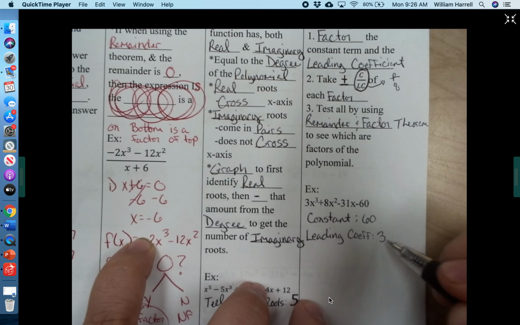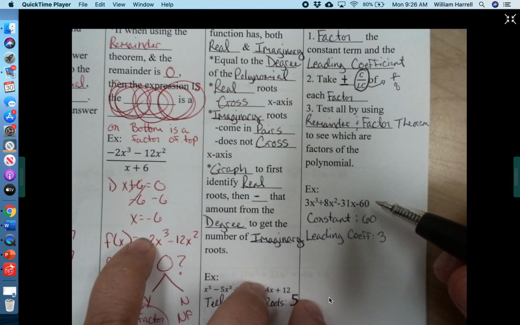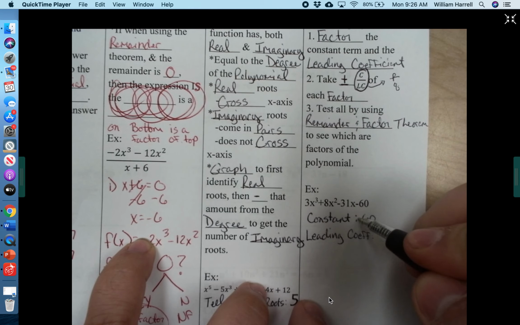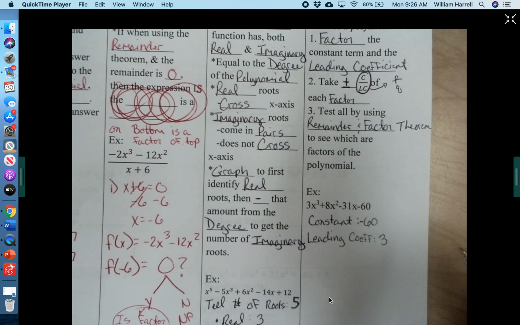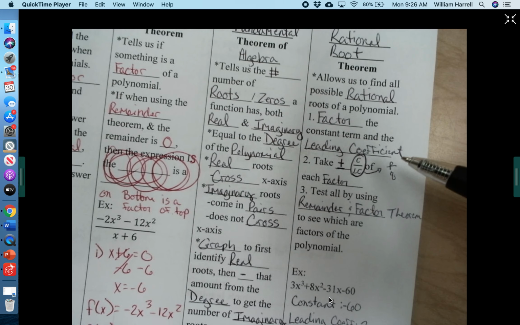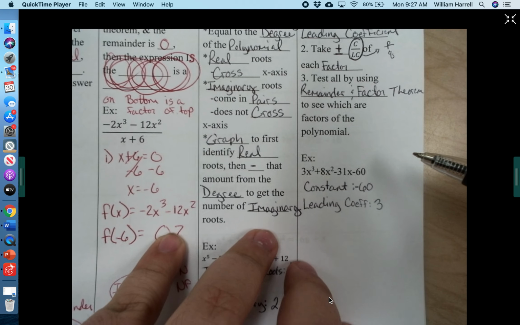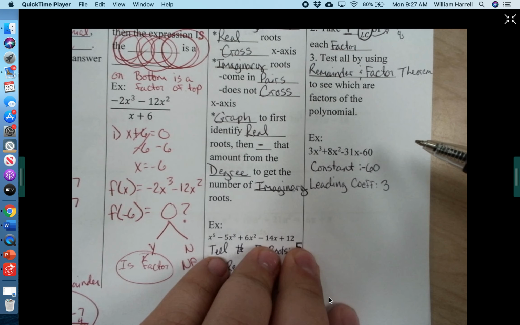And your leading coefficient is 3. Now some of you may ask, well, why didn't you worry with the positive and negative sign? You can. It's not going to hurt anything, especially because what you're going to wind up doing is taking the positive and negative of each factor anyways. All right.